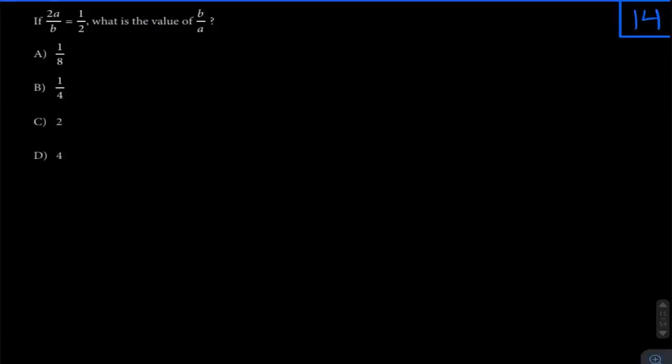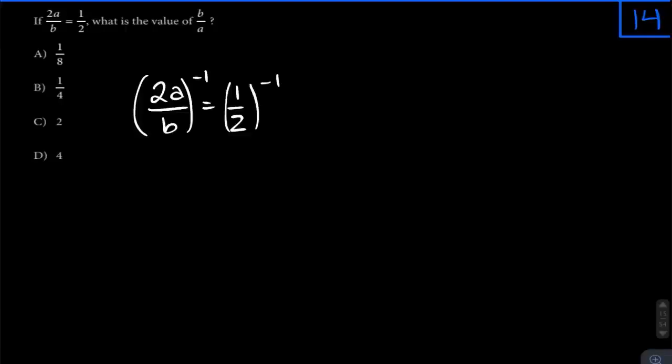We get that 2a over b is 1/2, and it asks what's the value of b over a. So for this problem, we're given a over b and we want to find b over a. I feel like this is a really, really common problem on the SAT. All we have to do is flip this, because we want to reverse the order of these, since we need b over a instead of a over b. So we can take the reciprocal on both sides.